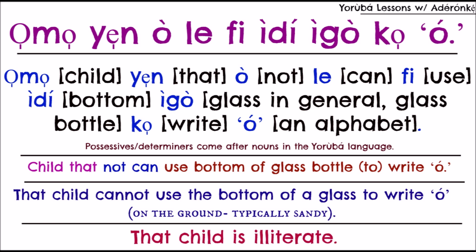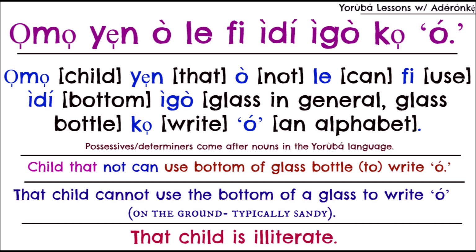Again, typically you don't include any tone mark, just because you want anyone who's learning to get a hang of the alphabet first before you go into tone marks. But I'm choosing to put it in this case. So what that means, when you rearrange that, child that would be that child, and not can would be cannot. That child cannot use the bottom of a glass to write O on the ground, typically sandy ground. So the person cannot use the bottom of a glass to write O.